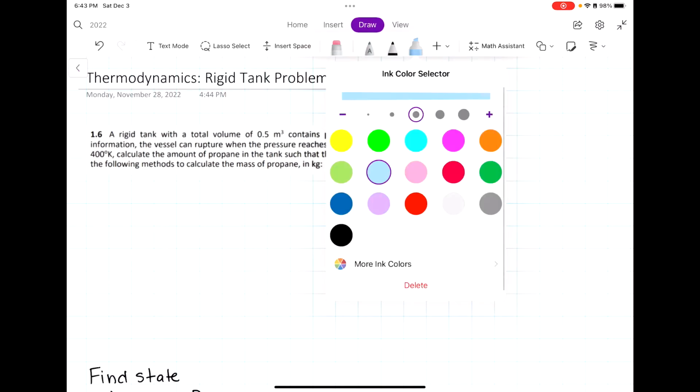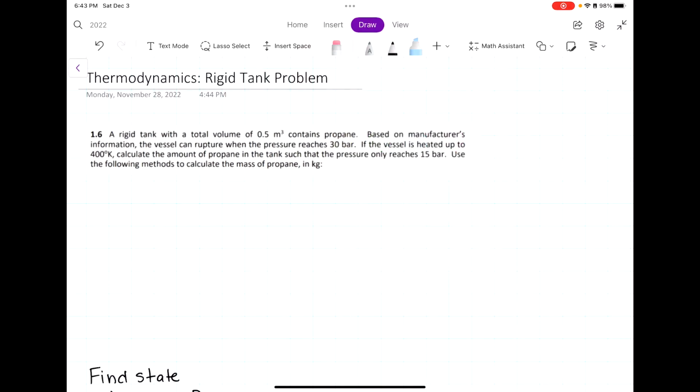Alrighty, so let's talk about the important information. We have propane, so we'll be using the propane tables. We also know that this vessel has a total volume of 0.5 meters cubed. So that's how much volume it holds. Volume 1, 0.5 meters cubed.